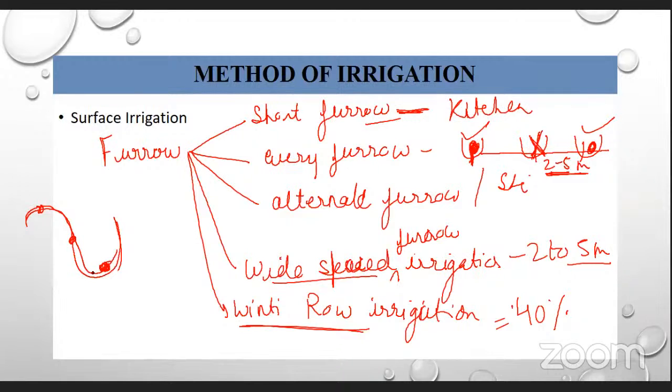Since the crop is in the furrow, the entire ridge portion above, we are not going to wet. We are just giving a shallow depth of water in that furrow. Got the point? We are not going to place water on this side. Then it is known as within-row irrigation. And in this, we can get up to 40% water saving compared to our conventional furrow irrigation.